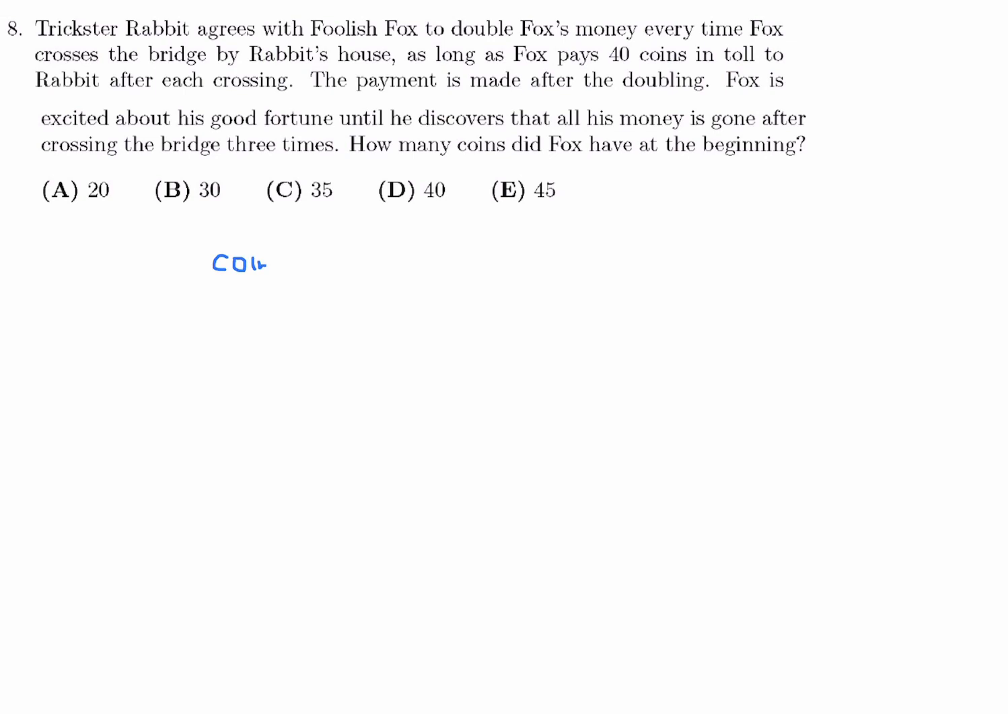So we got coins, then we have after crossing, and then we have after the payment, I guess. And it looks like this happens 3 crossings, so 1, 2, and 3, because after 3 times it looks like there's a bankruptcy. So let's say that the fox starts off with x. After the first crossing, his amount is doubled. So he goes from x to 2x.